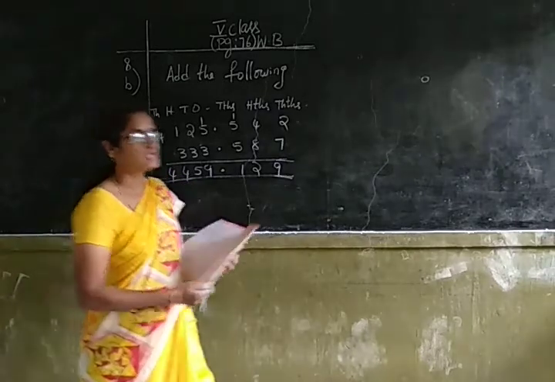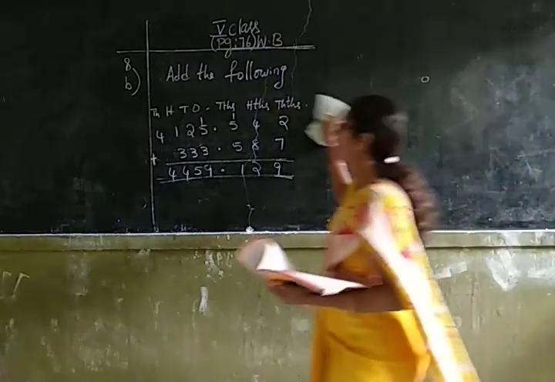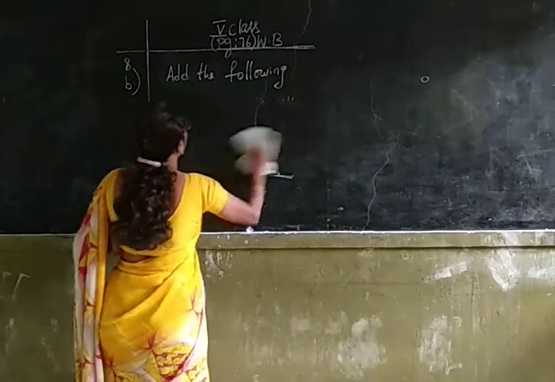So the answer is 4459.129. You do the C sum for homework. Now let us do the ninth sum.